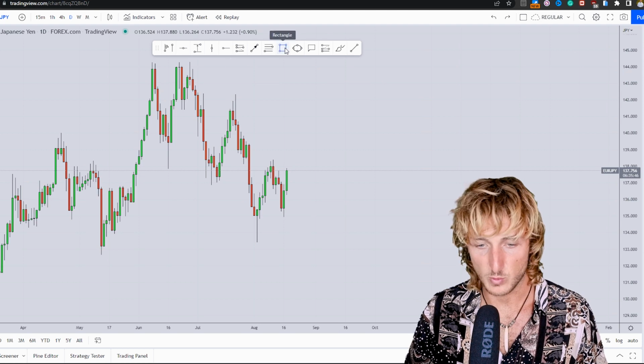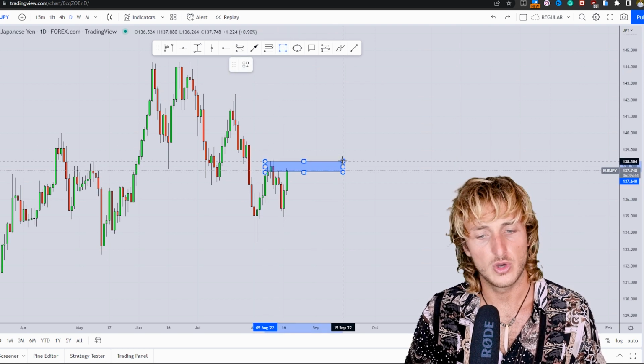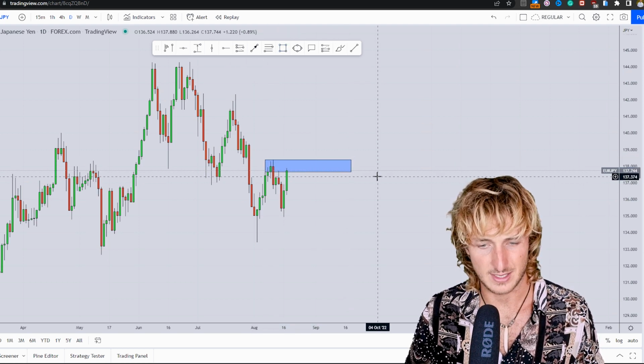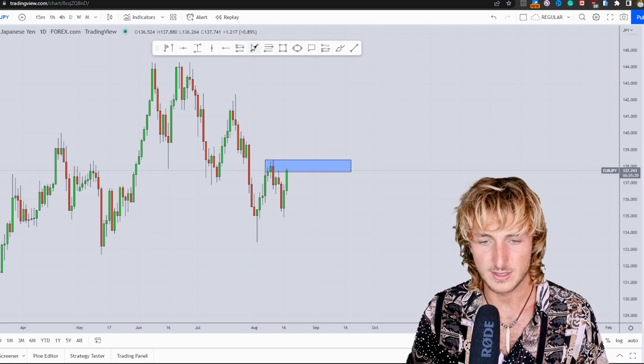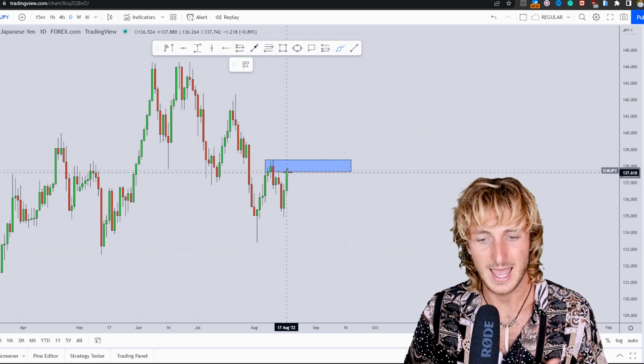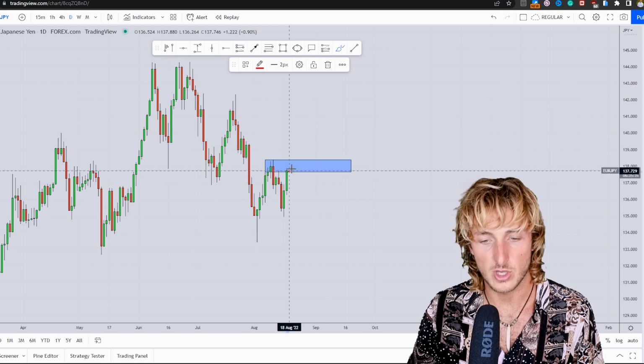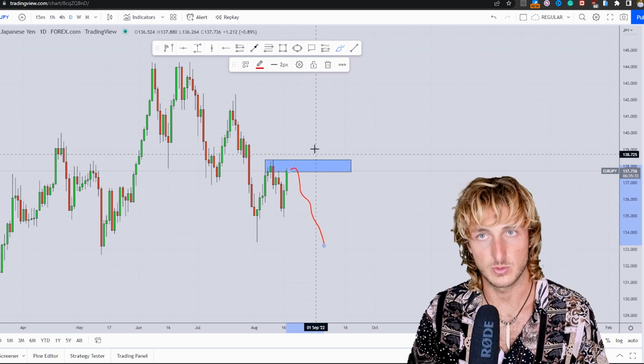However, at the moment, what we can notice is that not only on the weekly, all this area is acting as resistance, but also here on the daily, this zone is acting as resistance. And until the market will remain below this zone, it could easily get rejected to the downside.